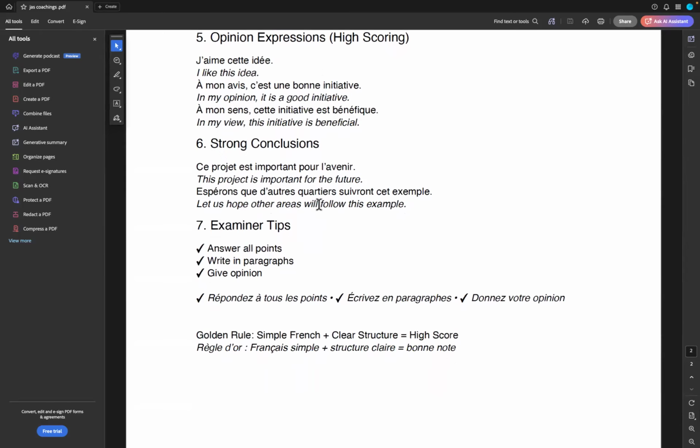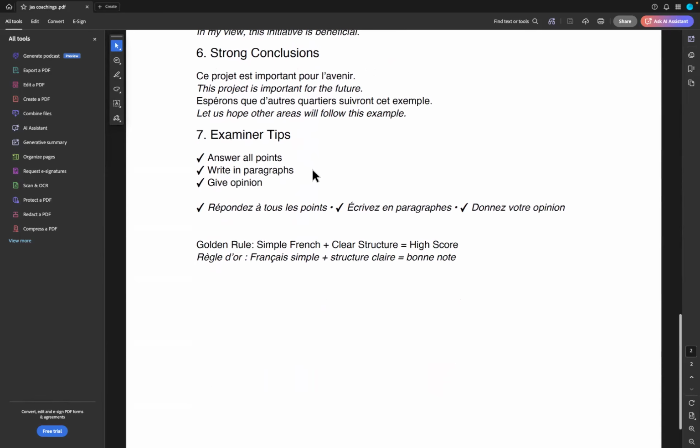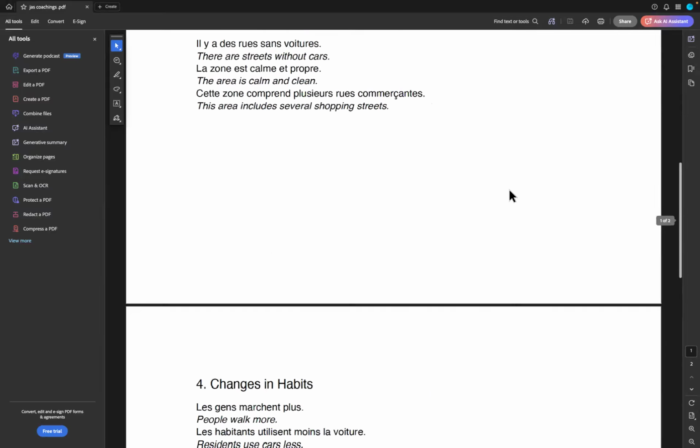Espérons que d'autres quartiers suivront cet exemple. That is, let us hope. Espérons is let us hope that other quarters, other areas, suivront is follow cet exemple, this example. Okay? So examiner tips are like you have to attempt all the questions, write in paragraphs, give your opinion. Okay? Répondez à tous les points. That is, respond to all the questions. Écrivez en paragraphe. You have to write in paragraphs. Donnez votre opinion, and you have to give your opinion. Okay? So this is how the structure is formed.